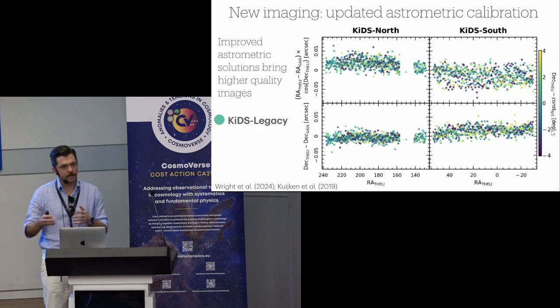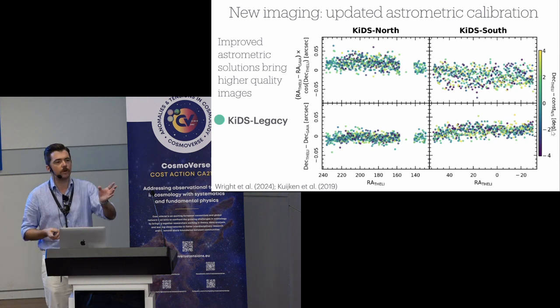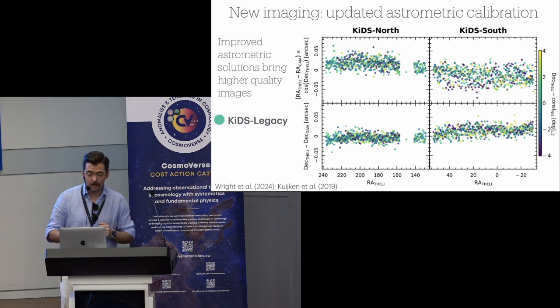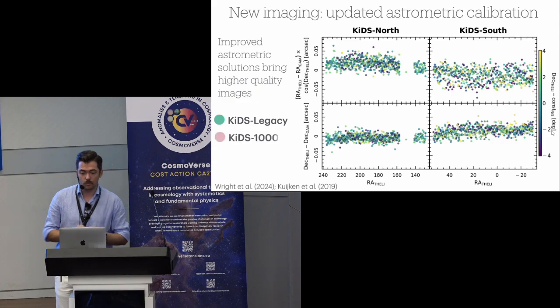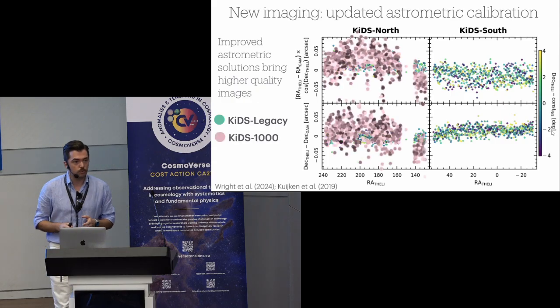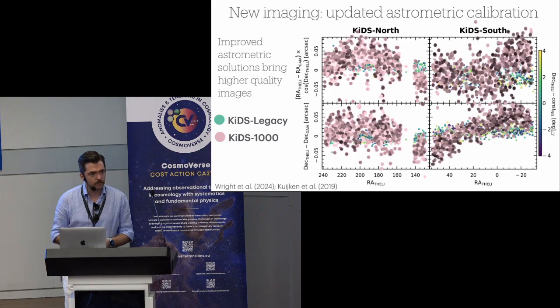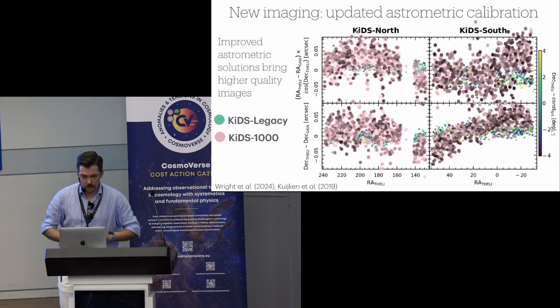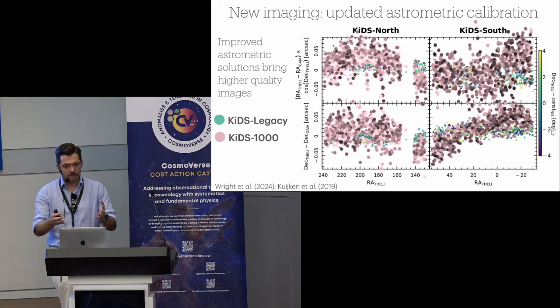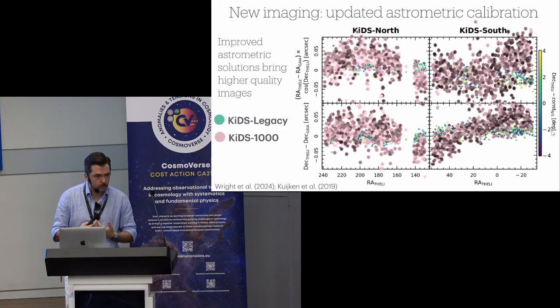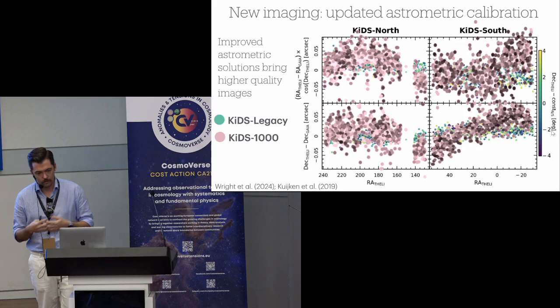The reason I'm showing you this plot is not so that you will have an intuitive understanding of what 0.03 arc seconds means in terms of a residual, but so that I can then show you the calibration that we had for previous Kids analyses with Kids 1000, and you can see that those were both more uncertain and more systematically biased with regards to the ground truth of Gaia. And so that means, again, that our imaging has improved under Kids Legacy, and we are more confident that our imaging is robust.